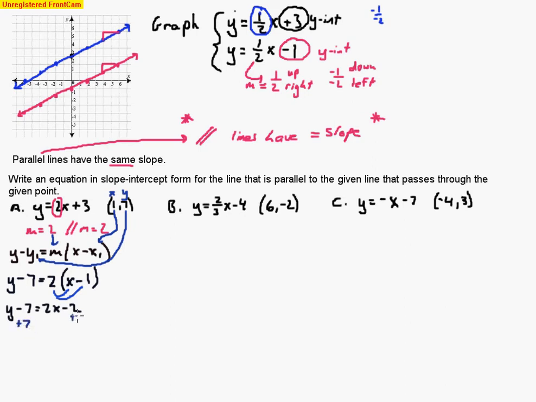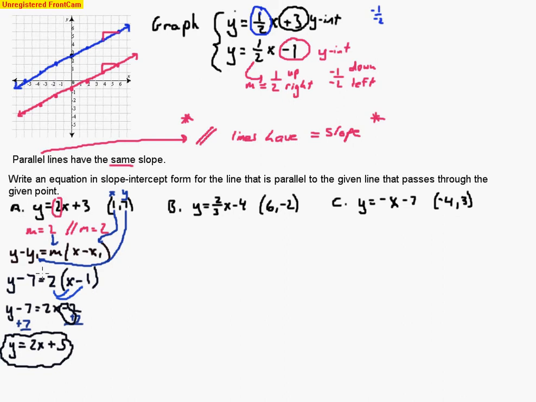So I need to add 7 to both sides. And once I've done that, I've got my answer. So I've got y equals 2x minus, or actually it's a plus 5. Now it's plus because you look at these signs, I had to subtract, but they had more positives than negatives, so that's why it was a positive 5 for the answer. So there it is, the equation that is parallel to this line.